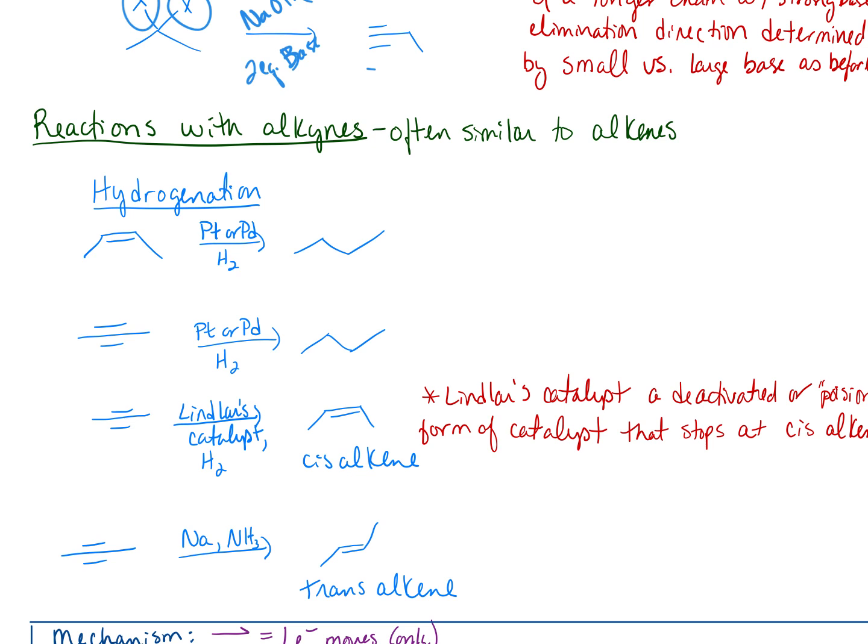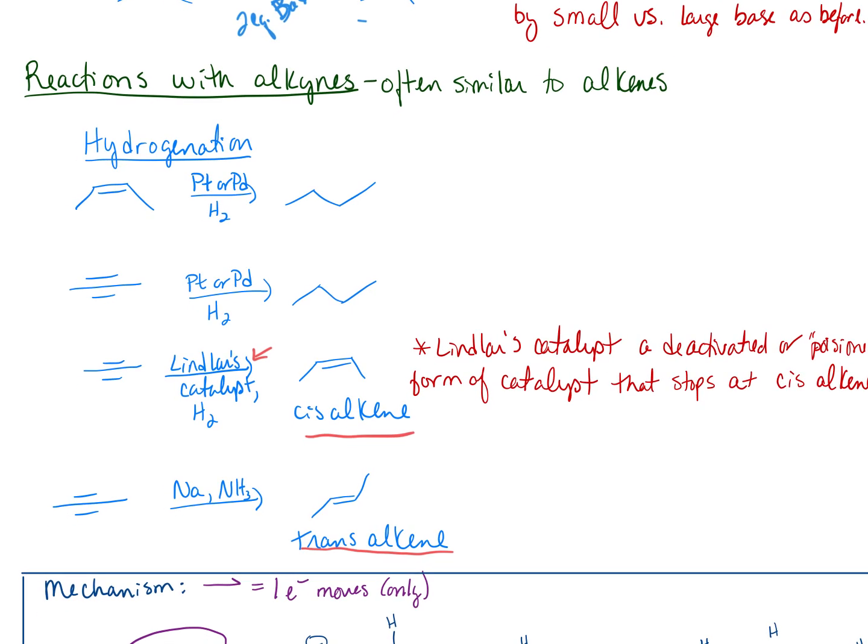Well, now we've got 2 things to consider. We can either end up getting a cis alkene or we can get a trans alkene, depending on what our reagents are. Lindlar's catalyst is basically a poisoned or a deactivated form of the same thing that we were already using with platinum or palladium. When combined with H2, it will take a triple bond and stop it at the cis alkene location.